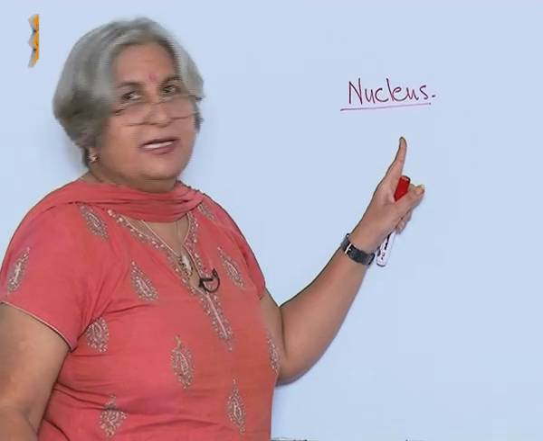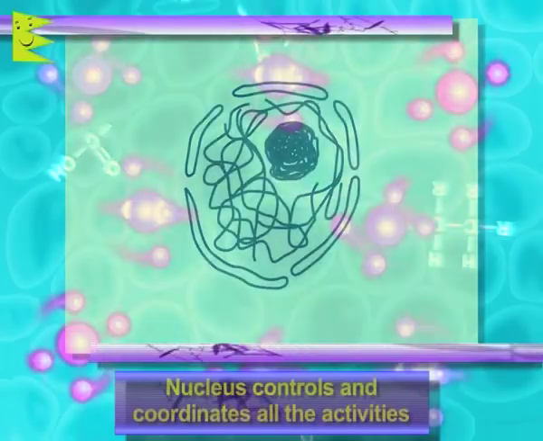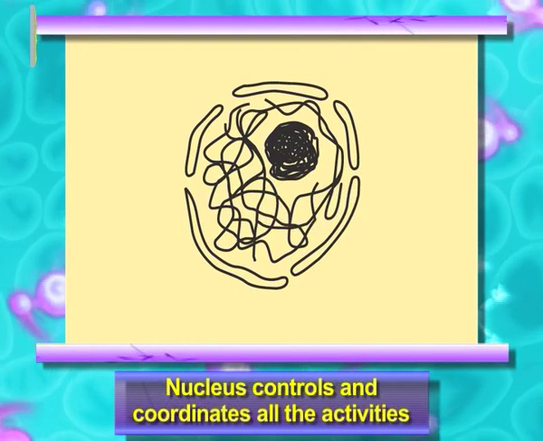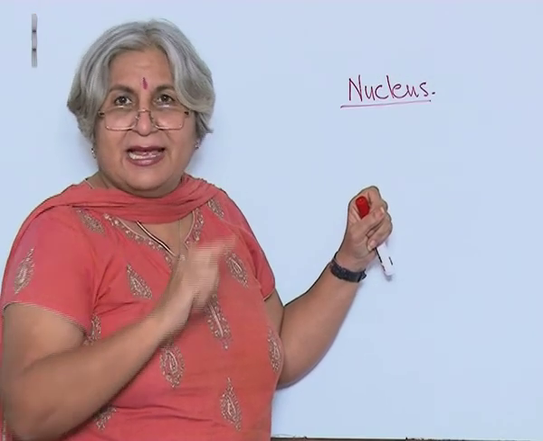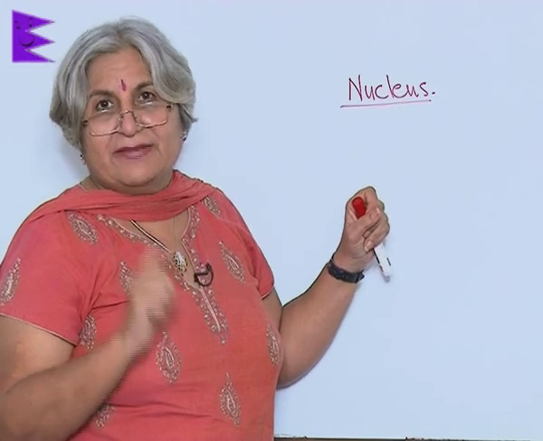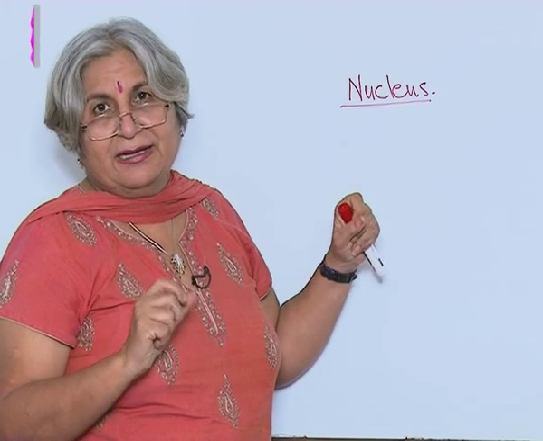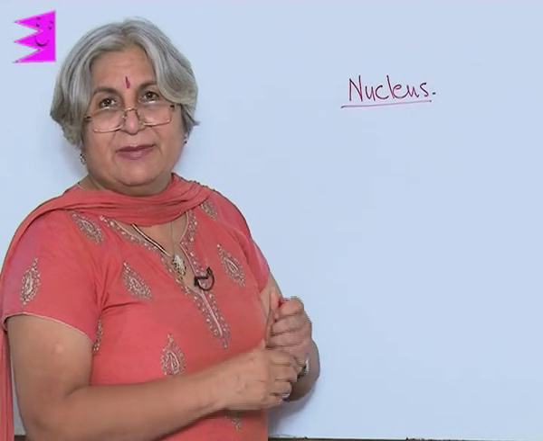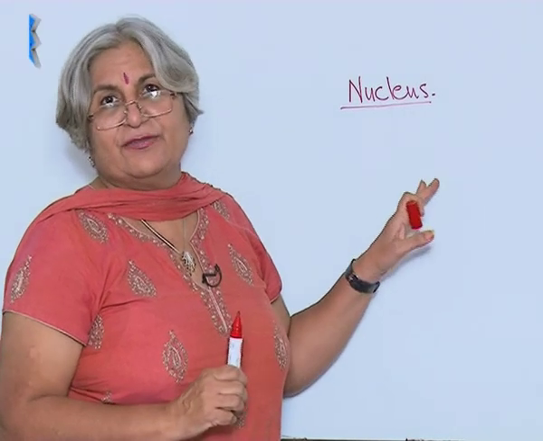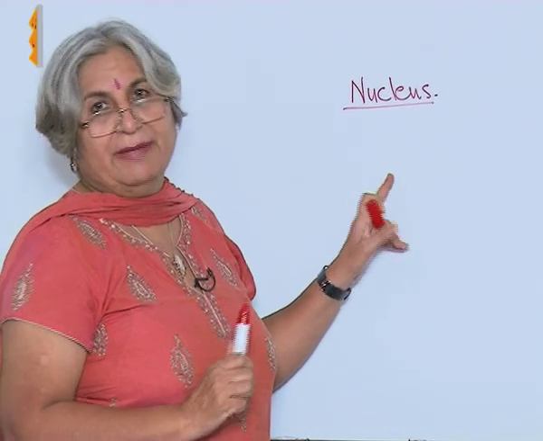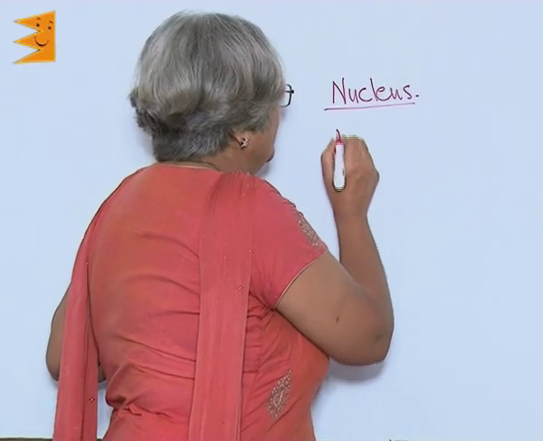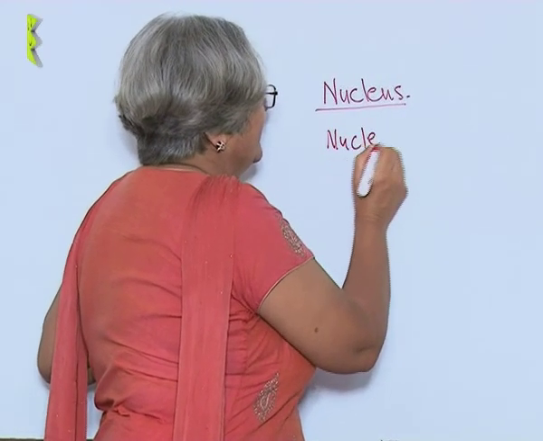If cell is the kingdom, then nucleus is the king. It is the nucleus which controls and coordinates all activities. And just as cell has a membrane which gives it shape and protects it, the cell membrane, similarly in the case of eukaryotic cells, the nucleus is also bound by a membrane which is called nuclear membrane.